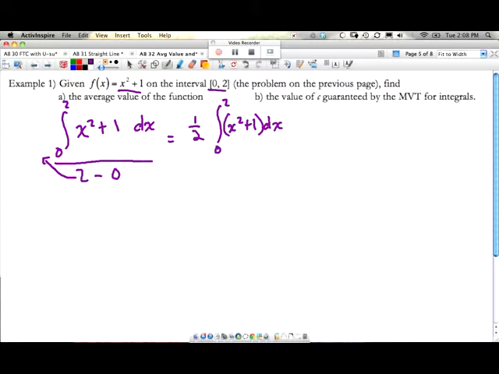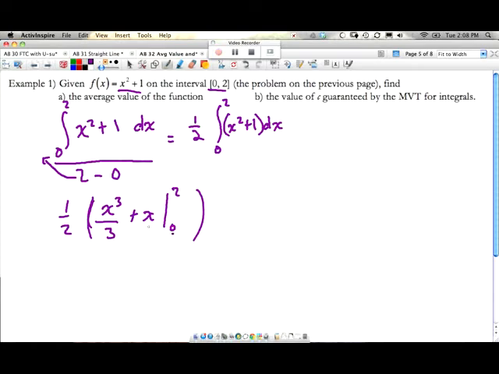Okay, so let's calculate this value. It's a simple power rule. We got x squared becomes x cubed over 3, and then the plus 1 is plus x. We're going to evaluate that from 0 to 2. But then we're going to take that whole thing and divide it by 2, or multiply it by 1/2. So let's see, we plug in the 2.